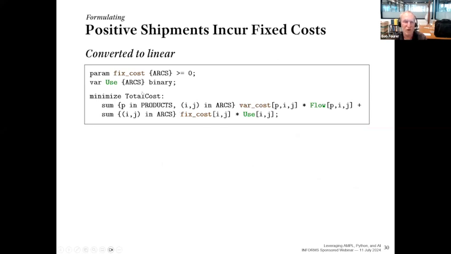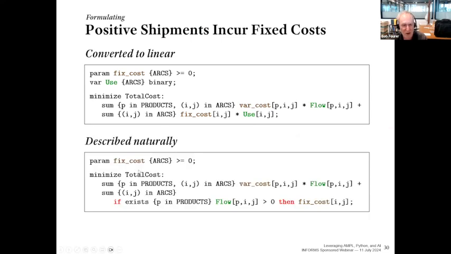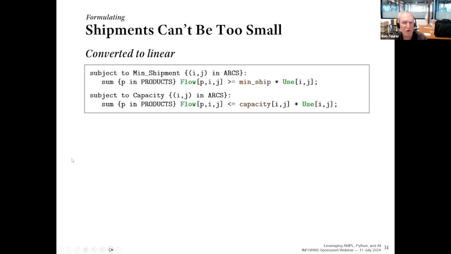So there's a trick to doing this. You introduce a binary variable for each of these shipment arcs, and you multiply that times the fixed cost. So you can use the binary variable trick, but what you really had in mind was you just want to sum over every arc. If there exists a flow that's positive, then sum in the fixed costs. And so this is like a natural description that now we support. You don't have to figure out the trick of using the binary variables. And it's the same for the other two things.